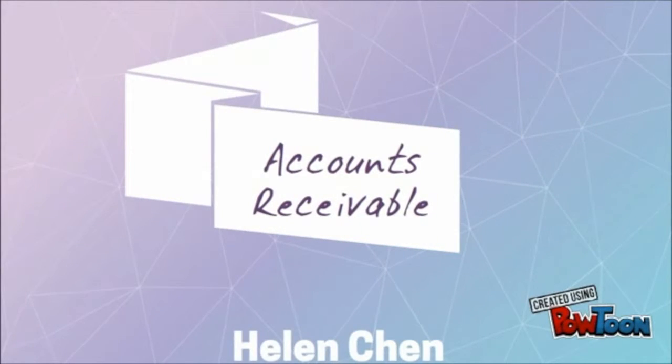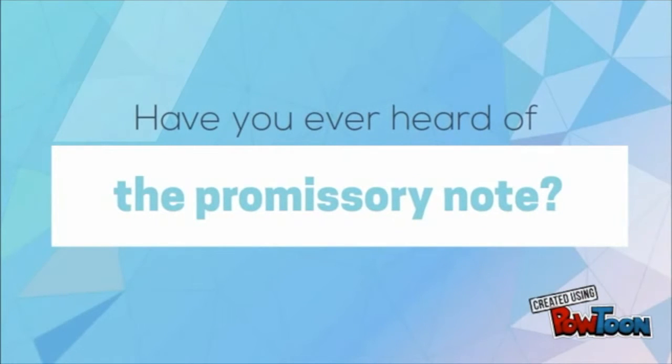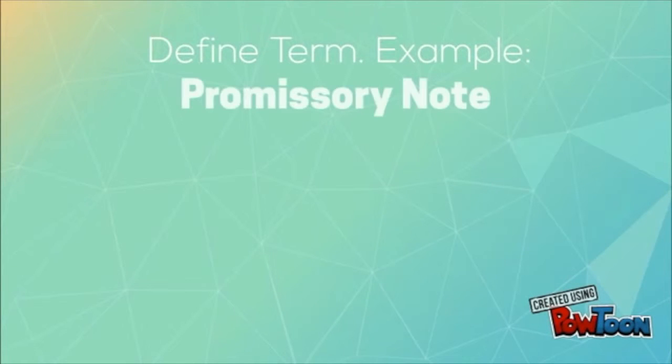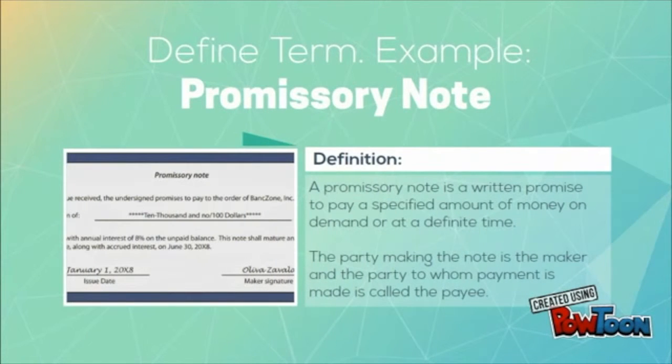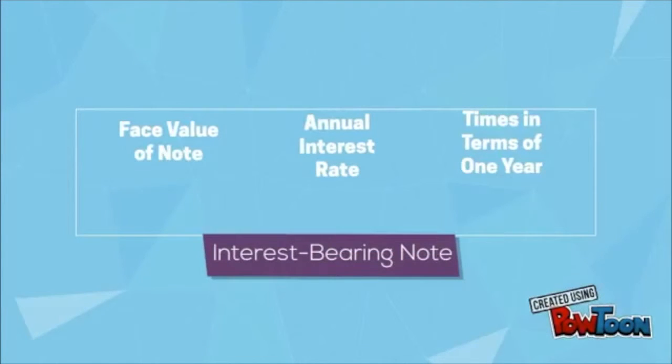Lastly, we will have notes receivable, which is presented by me. So, has anyone heard of the promissory note? Define the term promissory note. A promissory note is a written promise to pay a specified amount of money on demand or at a definite time. The party making the note is the maker, and the party to whom payment is made is called the payee. The interest-bearing note equation is as follows: face value of note times annual interest rate times time in terms of one year. The interest rate specified is an annual rate of interest.